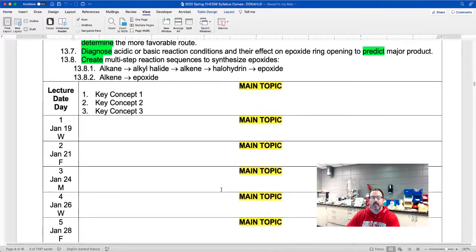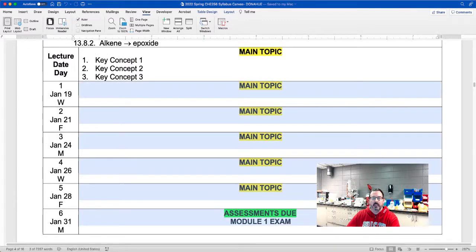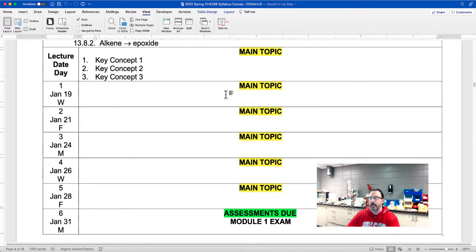But I really want to highlight that in these lecture days for the modules, notice that there are no specific topics given. What you should do this semester is identify for yourself what those main topics or key concepts are per lecture. Write them in there as a study guide so that you are in touch with the material. That's a mechanism by which you can organize your notes and your thoughts and study from.